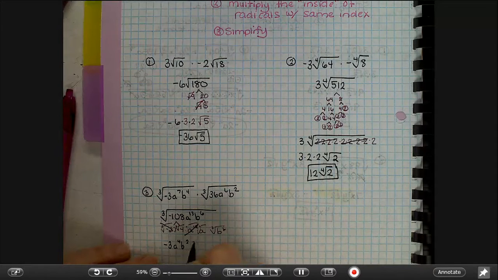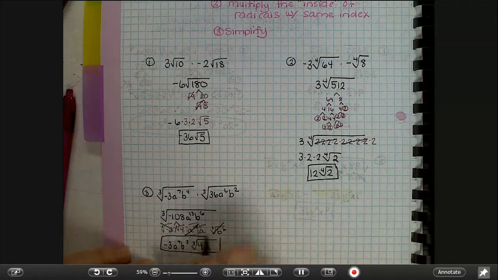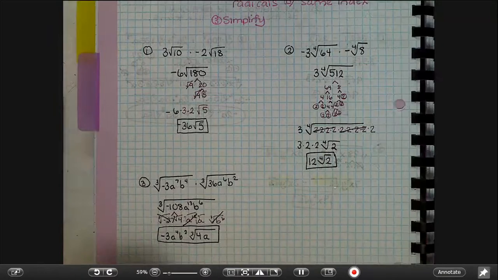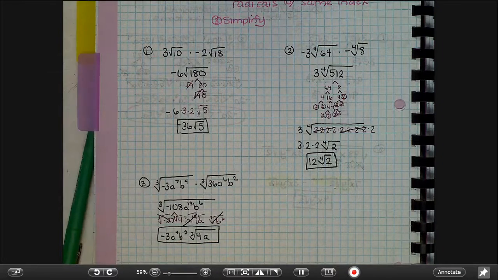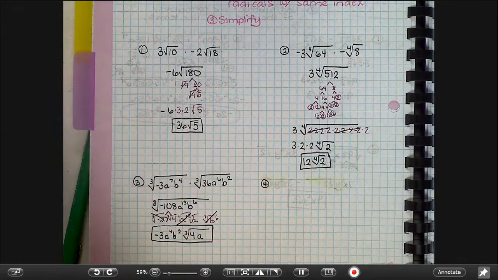And now we're going to go ahead and write our leftovers. We have 4 and a. And that's it. Hopefully you got it right. All right, so there's 2 more types of examples that we need to do when it comes to multiplying. And one of them would look something like this.